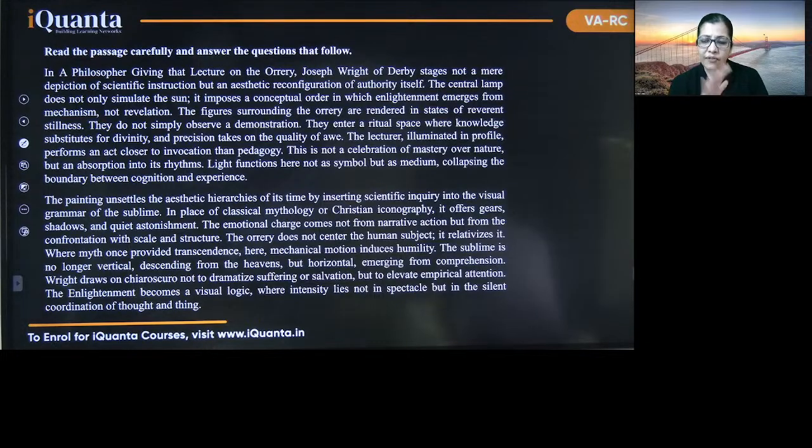Anyway, so in this first slide, as we can see, a lecture on the orrery, a philosopher, so this was about a painting. Now, the flow was very easy, although it looked intimidating. This is what I was telling you.